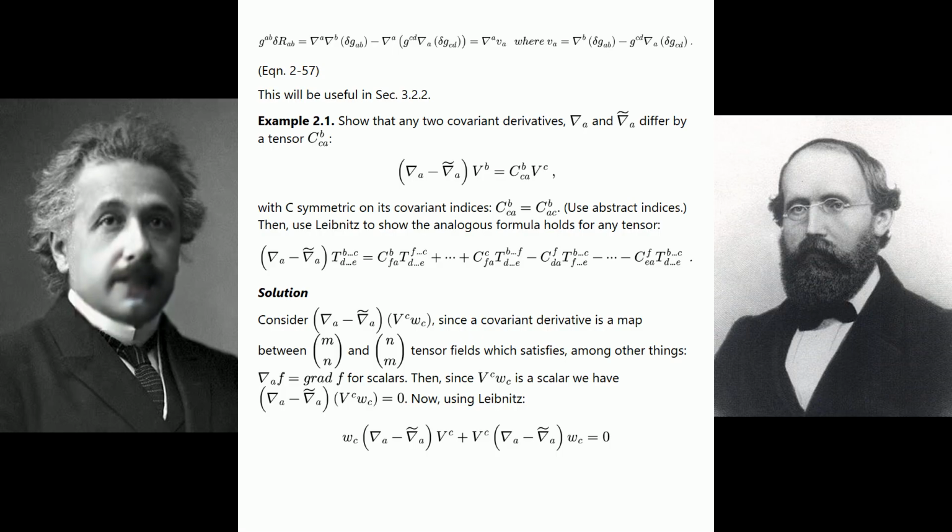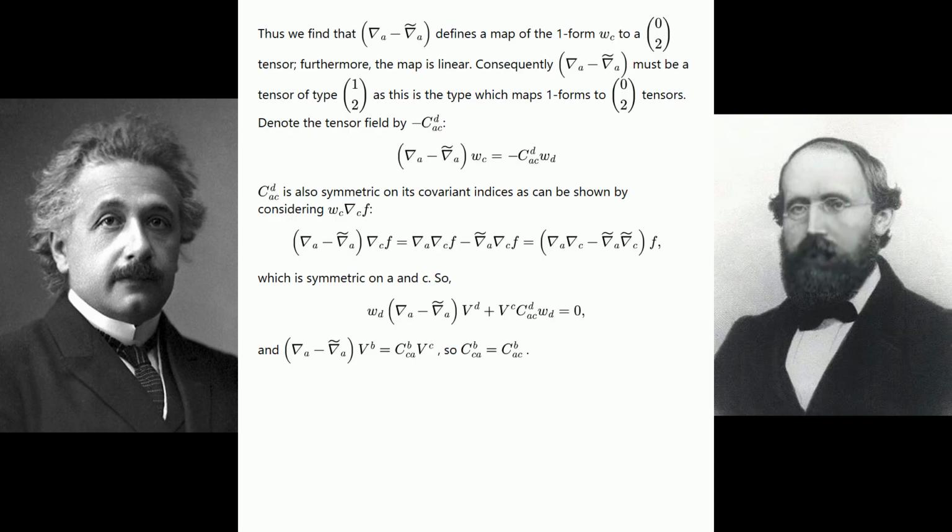Then, since V^C W_C is a scalar, we have ∇_A − ∇~_A applied to V^C W_C equals 0. Now, using Leibniz, see the equation. Thus we find that ∇_A − ∇~_A defines a map of the one-form W_C to a (0,2) tensor. Furthermore, the map is linear.